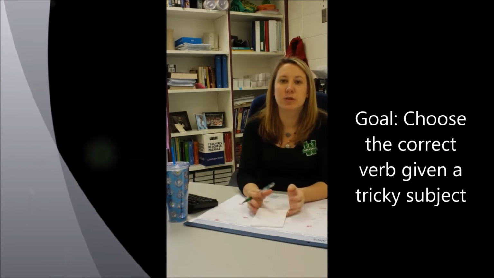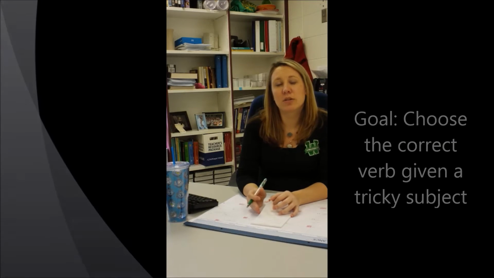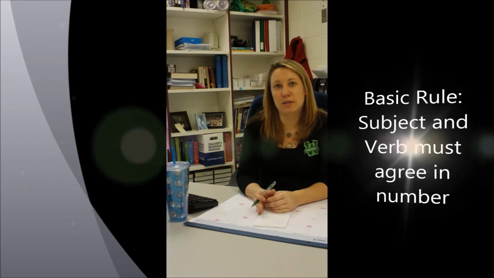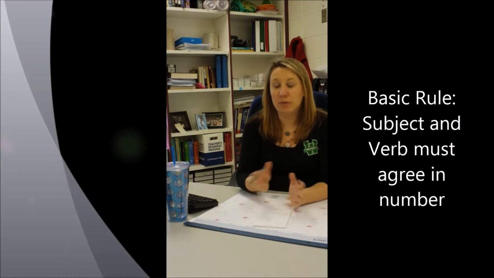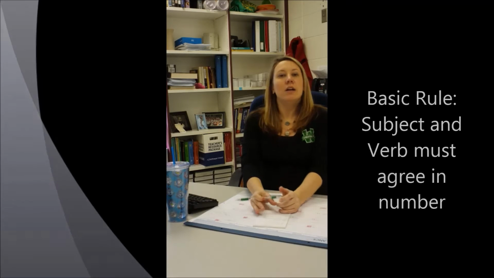The basic rule of subject-verb agreement is that the subject and verb have to agree in number, meaning if one is singular, the other has to be singular. If one is plural, the other has to be plural. For the most part, you guys understand this basic rule, but let's look at a few examples to illustrate.